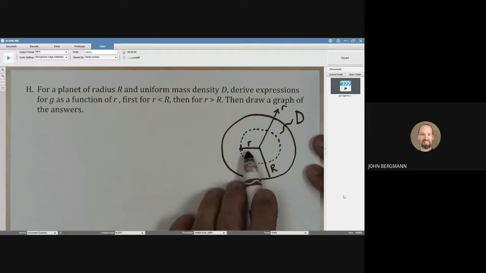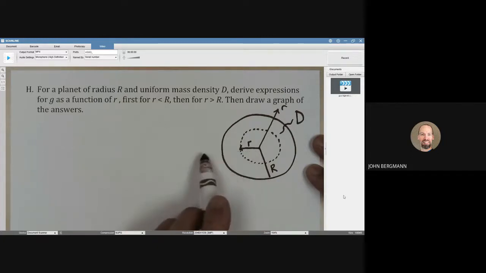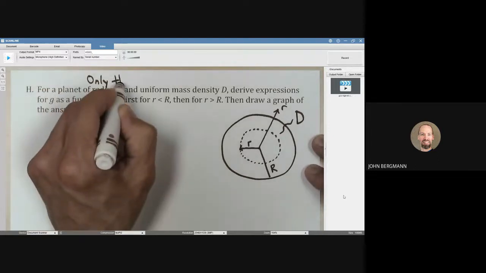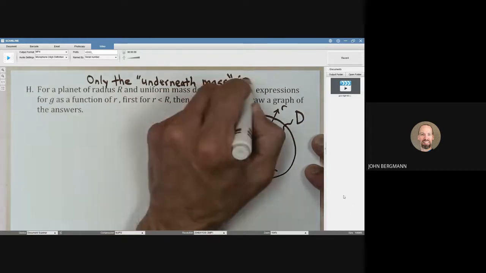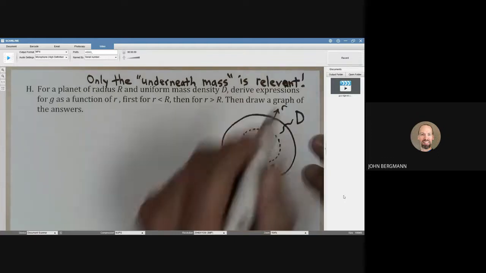How does the acceleration due to gravity change when we're inside the planet? And then when we get beyond the planet and keep going, what happens to the value of g? That's what we're after in this problem. So the deal is, and I'll explain this in a minute, only the underneath mass is relevant. Exclamation point.